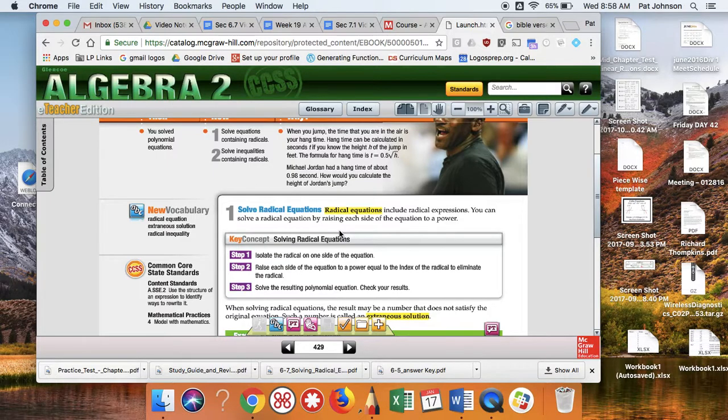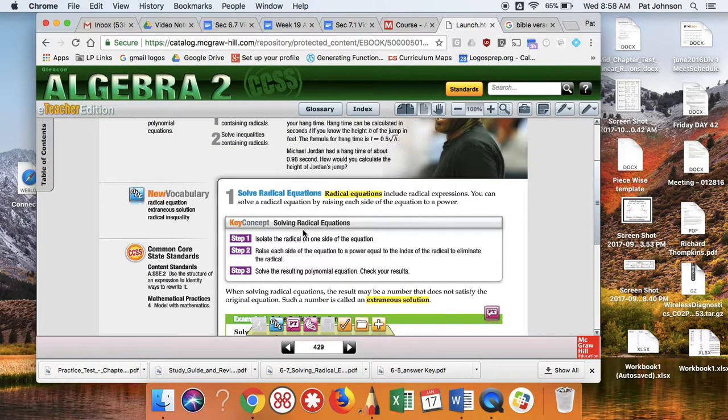What is a radical equation? Well, it's just an equation that includes a radical expression, which means you have a variable under a radical sign. We've already learned that. We can solve them by raising each side of the equation to a power. In this key concept, that is really important.